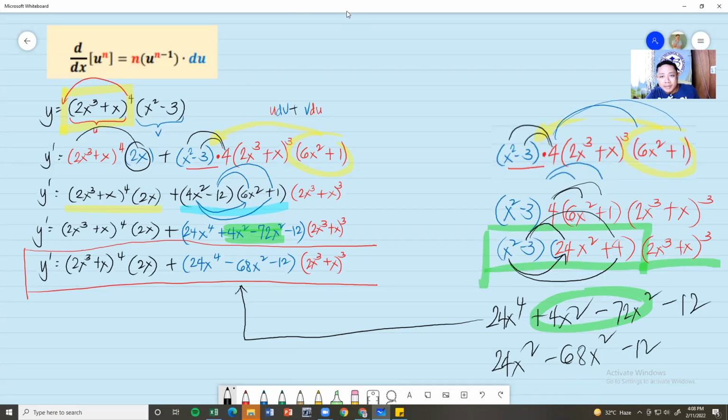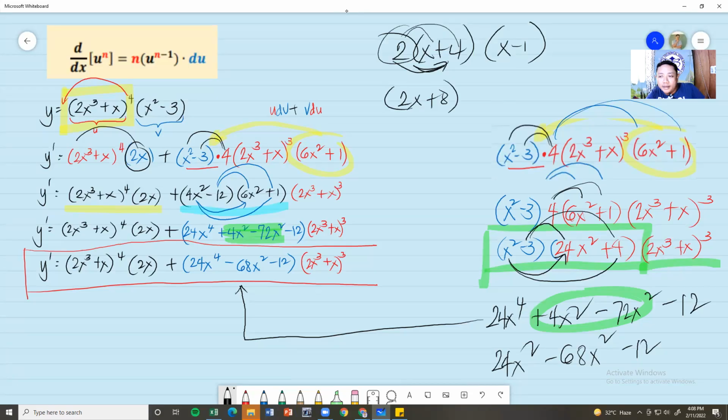Just like this. For example, meron kang 2 times x plus 4 times x minus 1. If you will look at this, pwede siyang multiply dito or pwede naman siyang sa kabila. Pero when you multiply it already with this, magiging siyang 2x plus 8. Ito, si 2, nandito na siya. Okay?